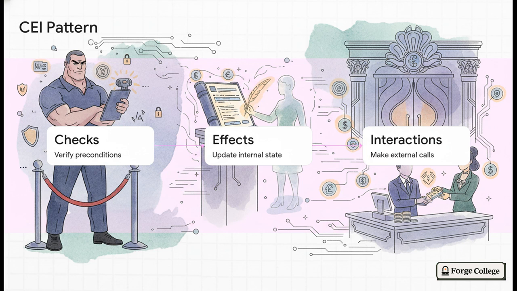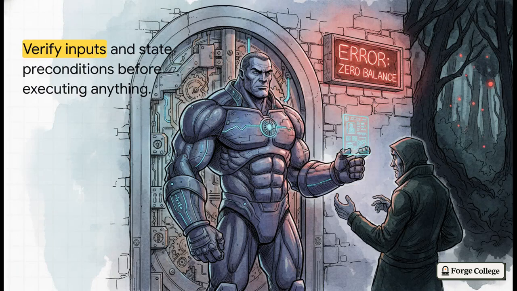To run a safe club, you need 3 people working in strict order: the bouncer, the ledger, and the cashier. Step 1 is checks, or as I call it, the bouncer at the door. Every externally callable function should check inputs, caller roles, and state preconditions before doing anything else, like we see in this require statement, ensuring the user actually has a balance greater than 0. The bouncer is strictly verifying IDs and inputs. And notice how we include a clear, machine-parsable error message, vault 0 balance. If you don't meet the criteria, the bouncer kicks you out immediately with a clear reason.